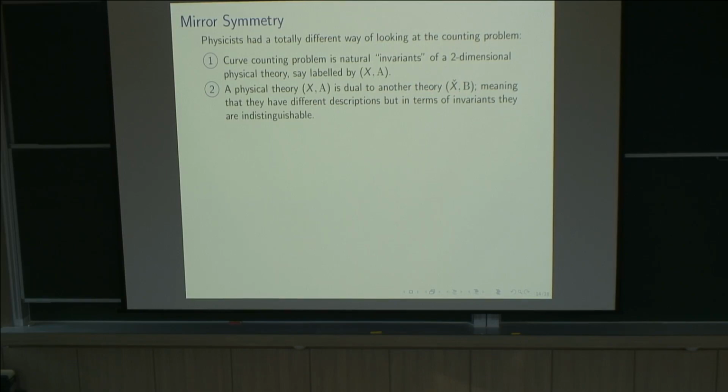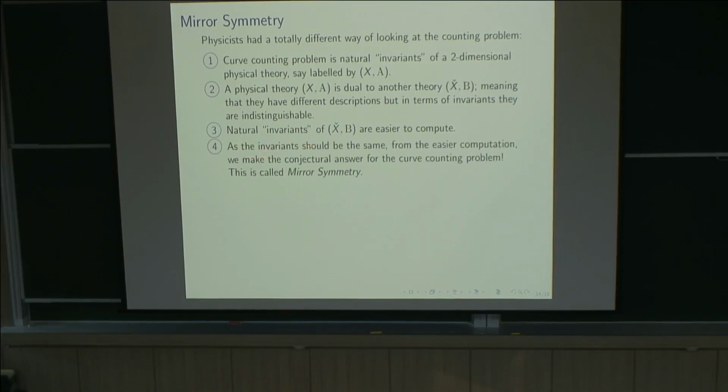Physicists somehow have this belief, to which mathematicians have nothing to say. Mathematicians think, I have no idea why they believe that, but physicists just believe that. It turns out that the invariant here is much harder to compute than the invariant there. So you can just compute the invariant on the other side. Once again, this curve counting is something natural to compute from the point of view of X, A. It should be the same as X check, B, and you compute in terms of X check, B. Because the invariants should be the same, this easier computation should equal the harder computation. And this is the beginning of mirror symmetry.